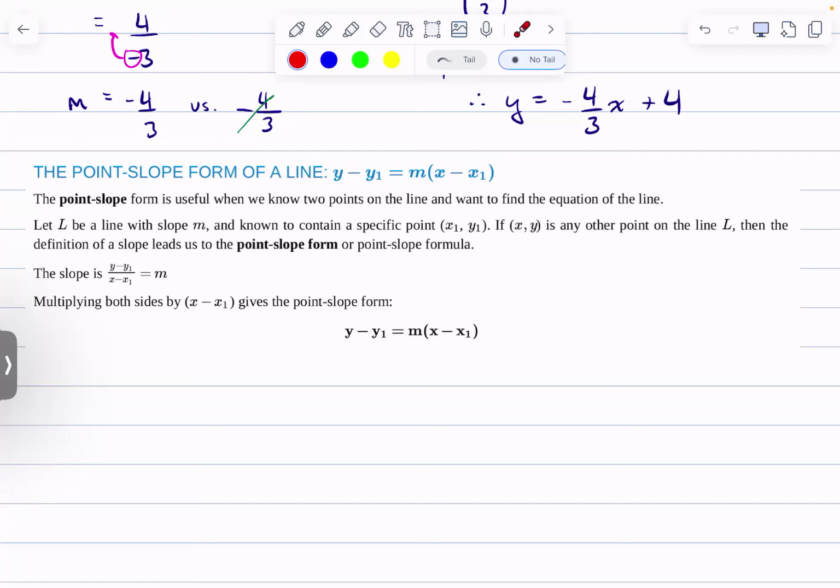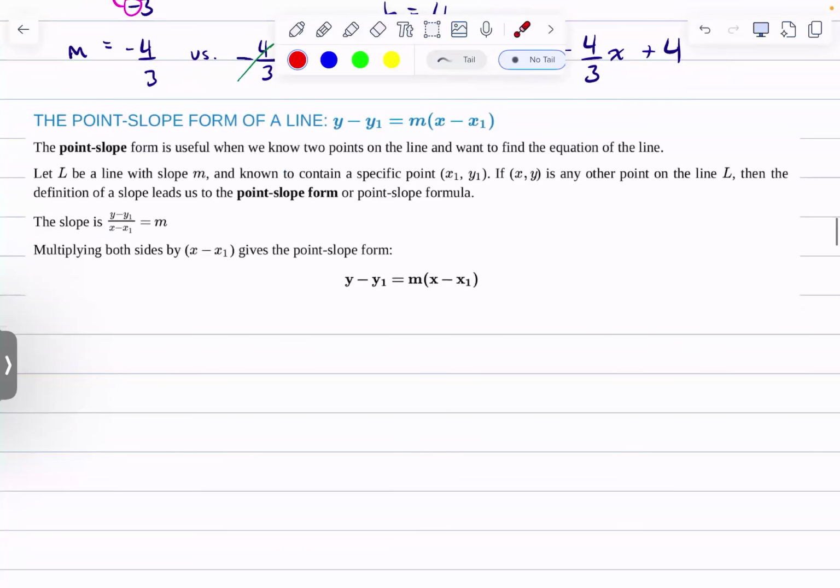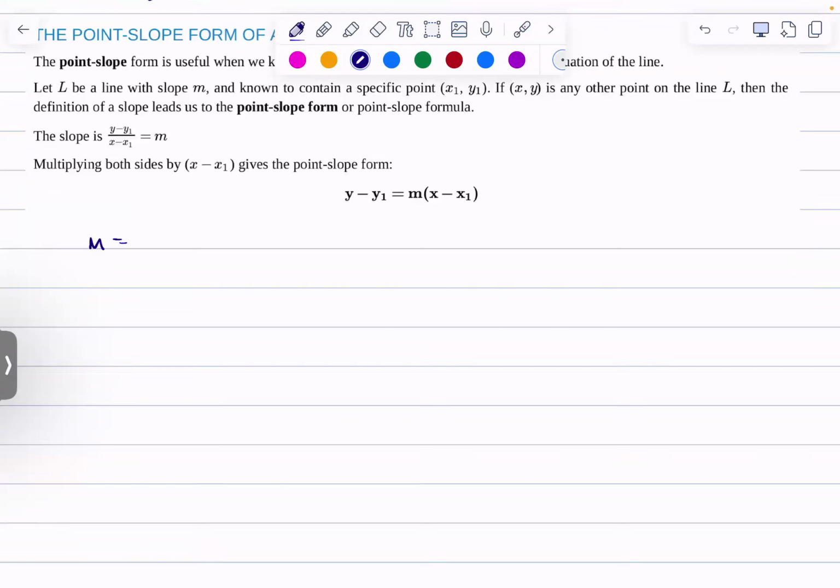So the point slope form of a line is useful when we know 2 points on the line. We've seen that already, and we want to find the equation of the line. If we have a slope of m, which we've already seen, right? We said, okay, if I have a slope and it has to go through these 2 points, we know how to solve that. But what we can do is rearrange. It's on there, but I'll take it one step further.